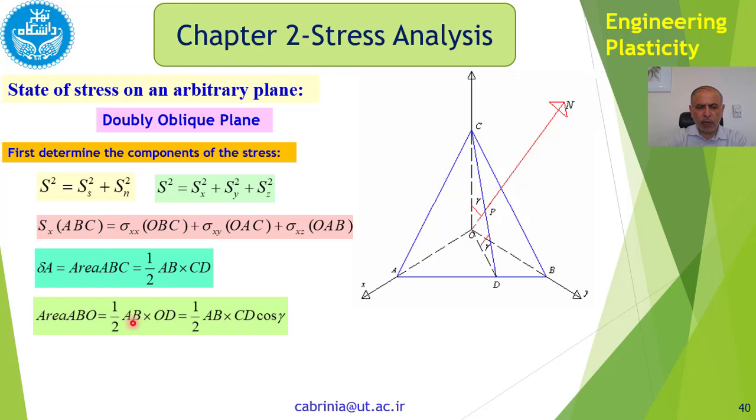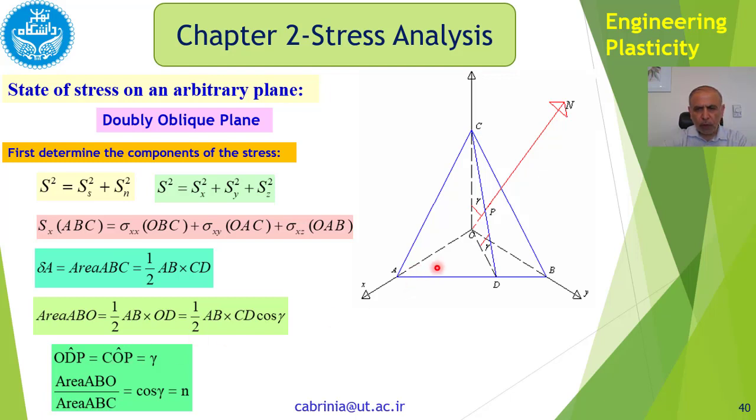ABO is equal to AB, the base AB, times CD cos gamma, because this is CD and that's gamma, and that's the cosine of gamma. So that we get that area ABO. Similarly, for other planes we could do that. Now then, ODP is equal to COP. Okay, we just shown that.